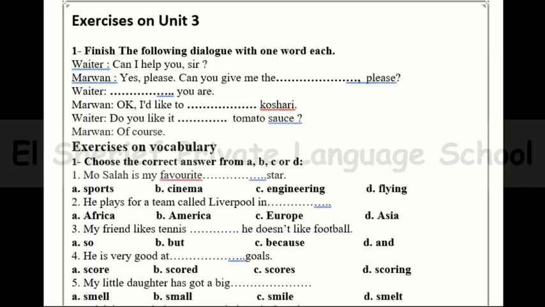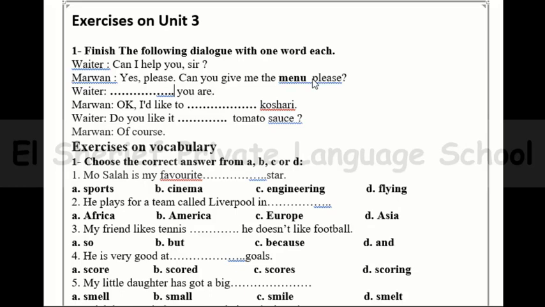And now after we have finished talking about Unit 3, it's time to answer some exercises. The first one: finish the following dialogue with one word each. Here, the waiter is talking to Marwan, and the waiter is saying, can I help you, sir? So Marwan is saying, yes, please. Can you give me the please? It's a common word I use in the restaurant, and it is menu. So Marwan is saying, yes, please, can you give me the menu, please?